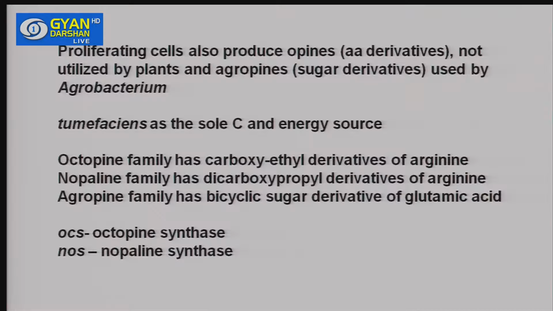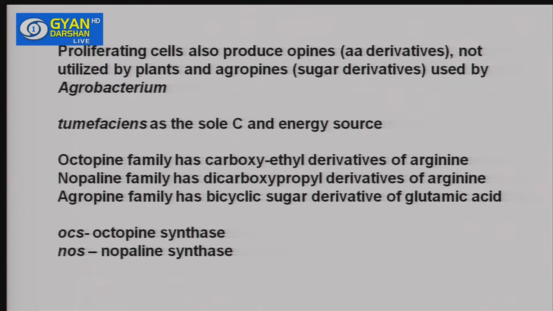Now, as I said, the proliferating, infected plant cell also secretes certain amino acid derivatives called opines. Mind that these opines are not utilized by the plant, but they are utilized by the bacteria. The plant actually synthesizes them, but a healthy plant will not synthesize opine. Only an infected plant cell will synthesize opine, and they will be utilized by the bacterium as carbon and energy sources.